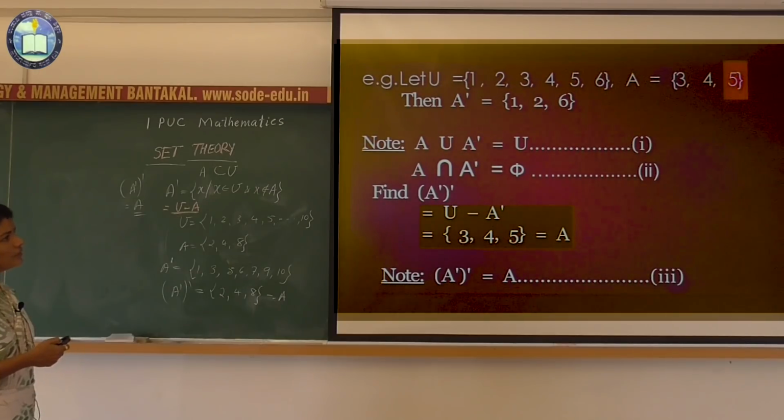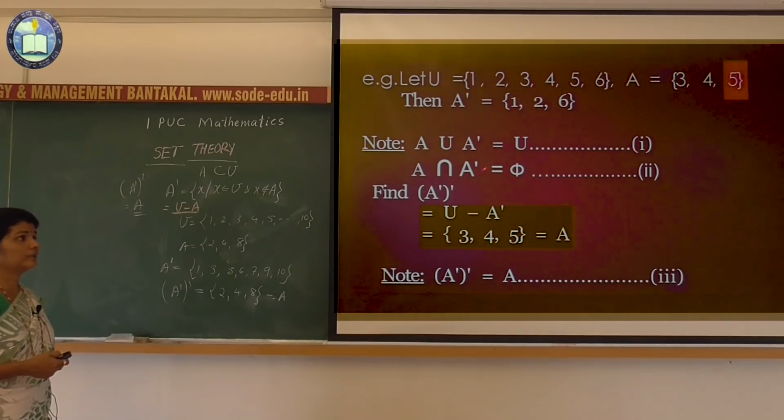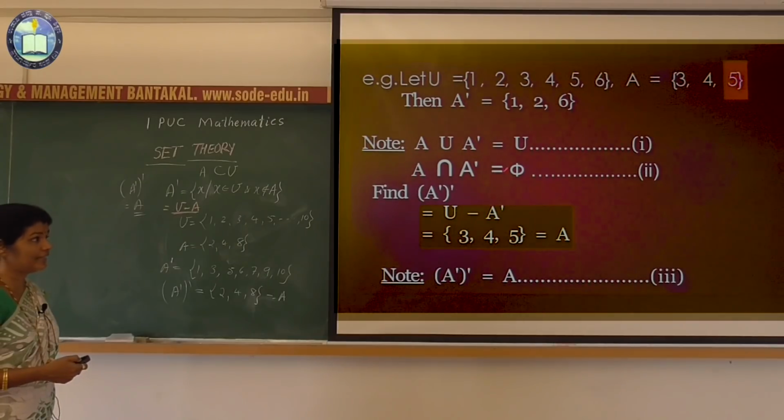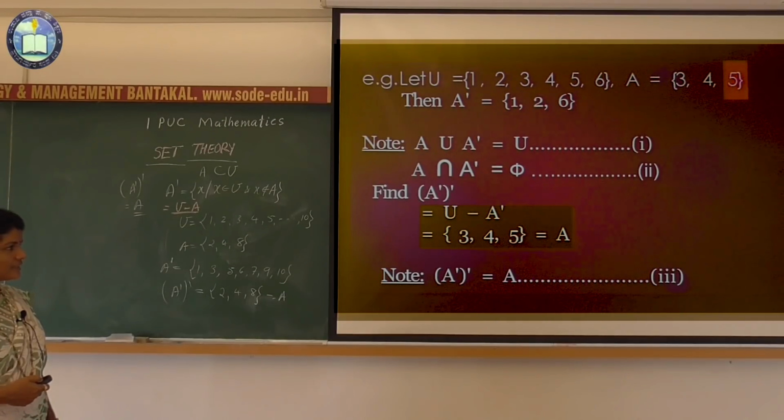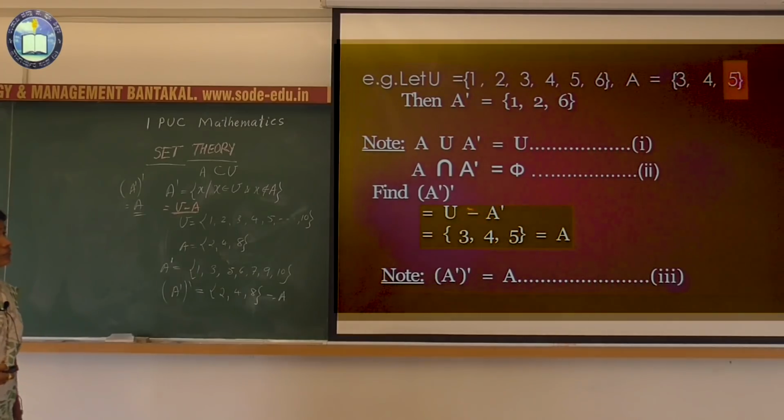Consider the properties now. If you take A union A complement, the union of A and A complement gives you the universal set. If you take the intersection, A intersection A complement gives you the null set, meaning no common entries will be there. If you take the double complement, it gives you A only. U minus A dash is also equal to A. If you consider the same example, leave A dash, that is 1, 2, 6, and except 1, 2, 6, write all entries from the universal set. That is 3, 4, 5 and that is the given set A itself. So we can conclude the complement of A complement, that is U minus A complement, gives you A only.